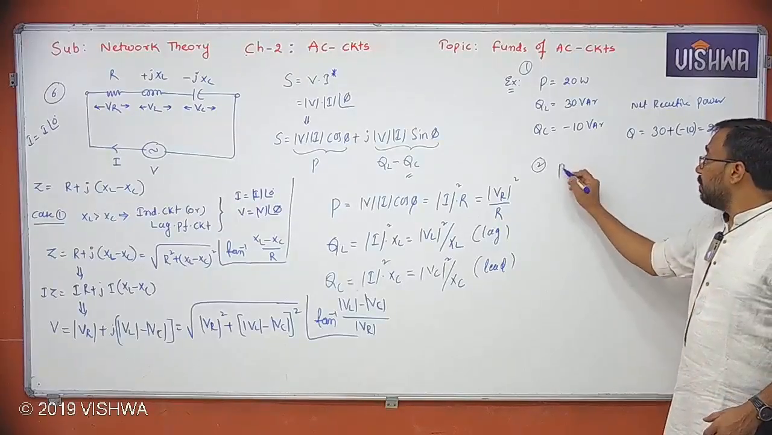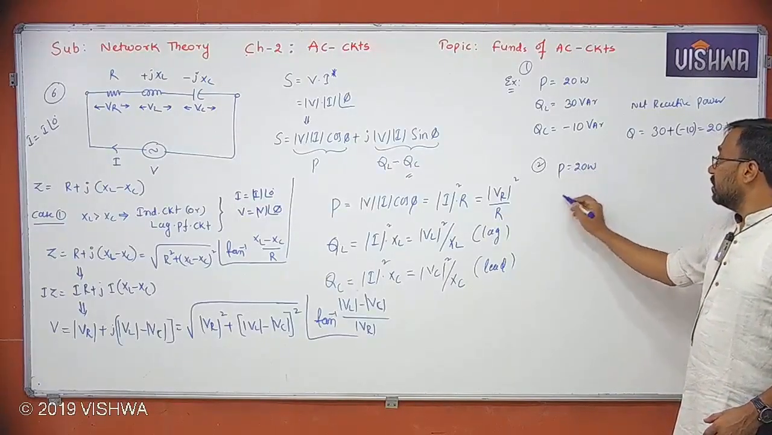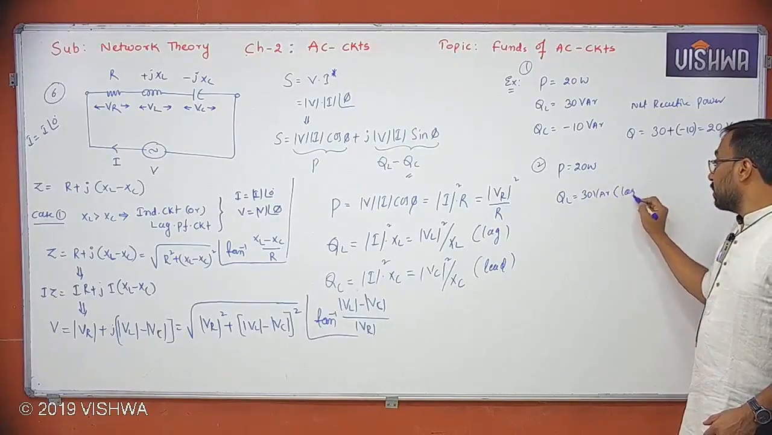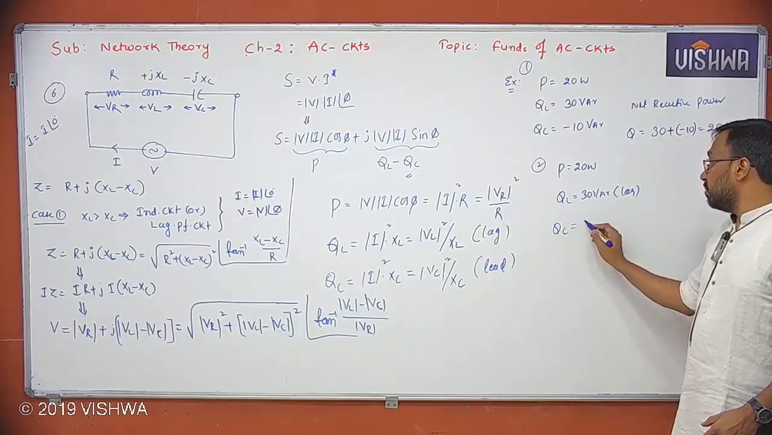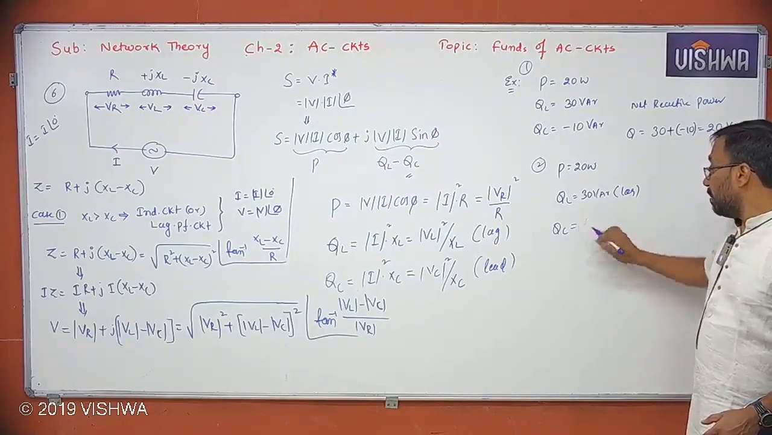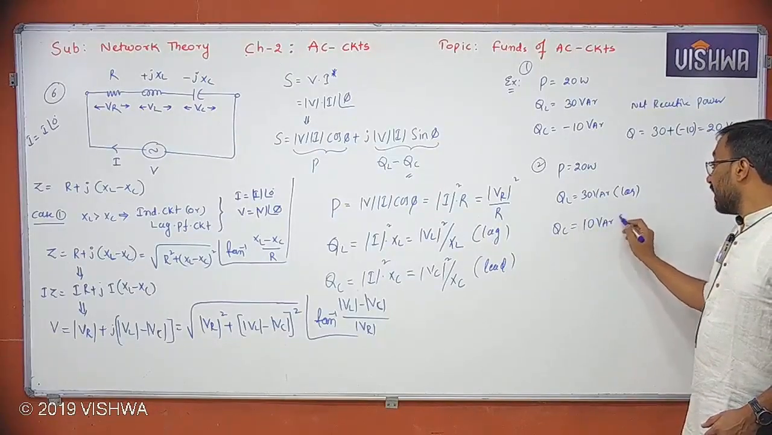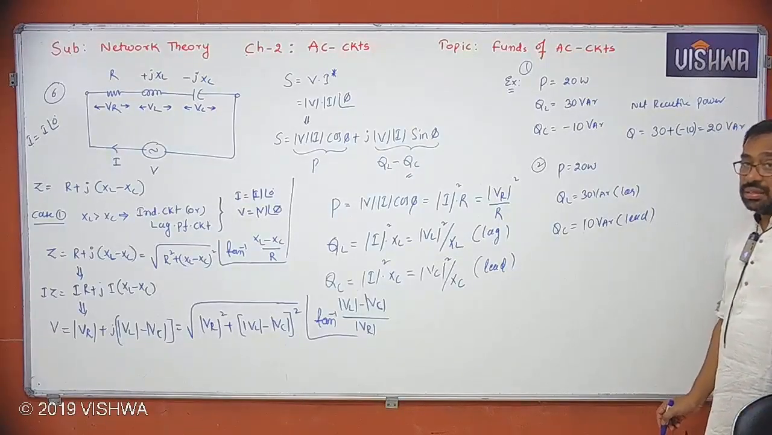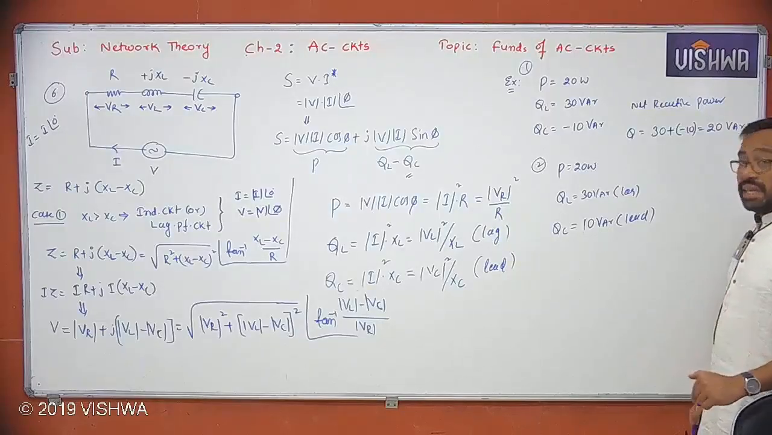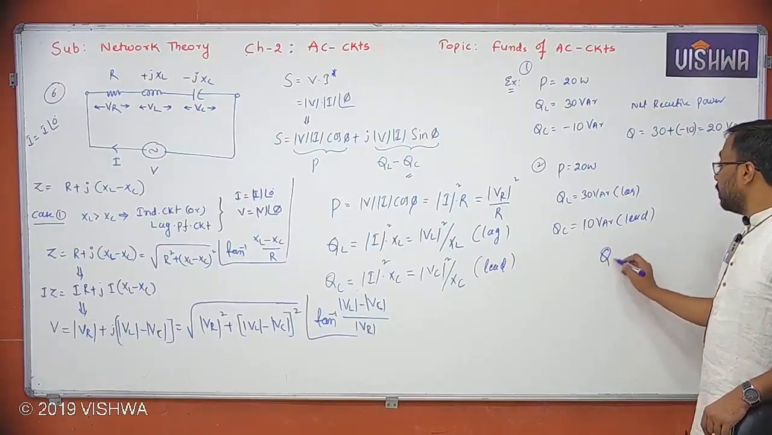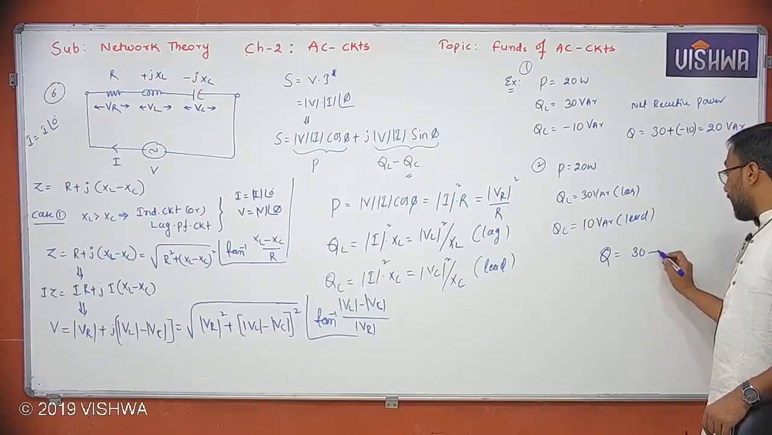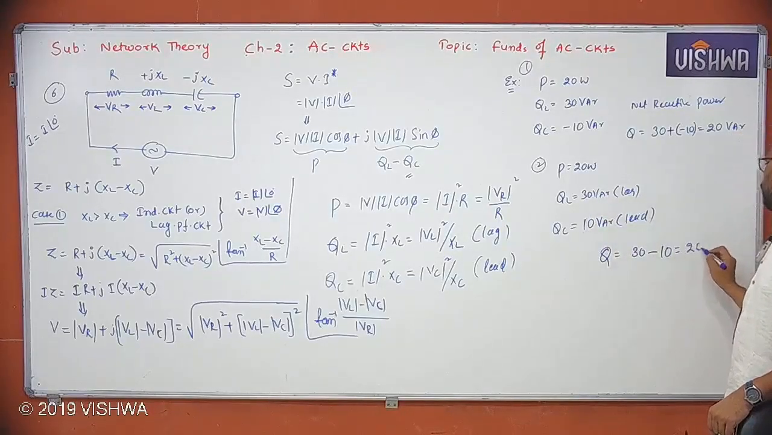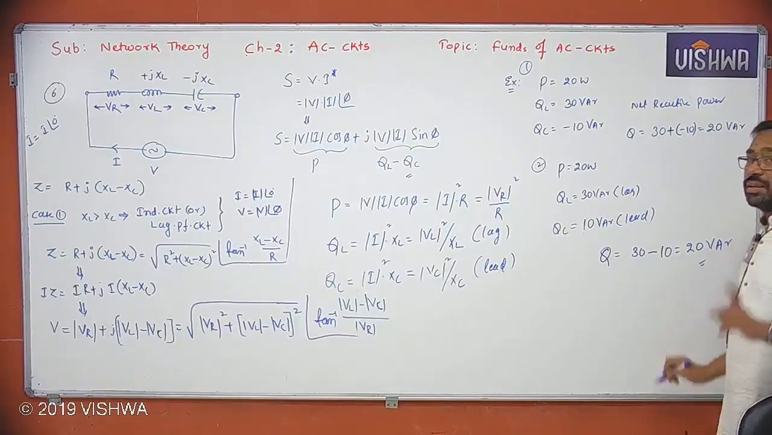But now if I say P is equal to some 20 watt, QL is equal to some 30 volt amp reactive lagging, then QC is some 10 volt amp reactive leading. They have clearly mentioned 30 volt amp reactive is lagging, 10 volt amp reactive is leading. Then what is the net reactive power when you take here? You are supposed to subtract this from this. So finally you get again 20 volt amp reactive only. I hope you understand the point.